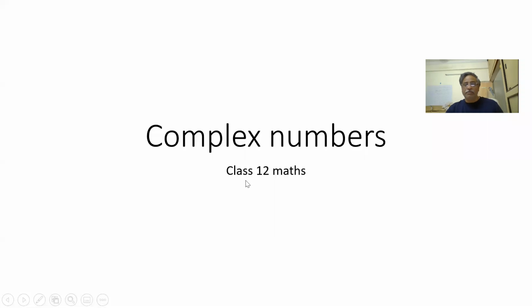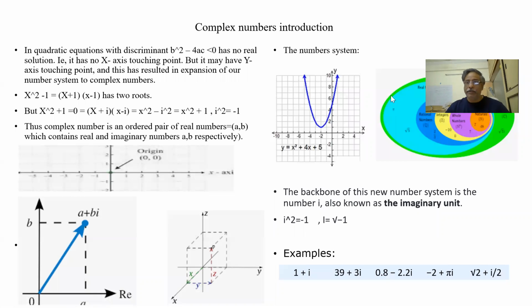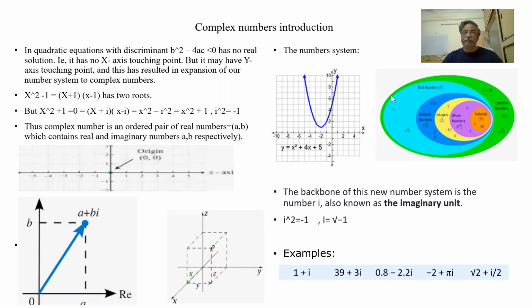So, complex numbers, class 12 maths. Let us understand. We know in quadratic equations, if b square minus 4ac is greater than 0, we have a real root for that quadratic equation. But if it is less than 0, we don't have a root in real numbers. That is why the need of complex numbers arose.